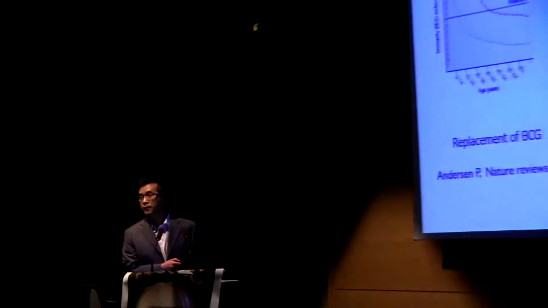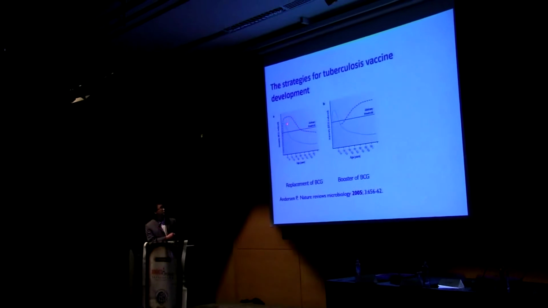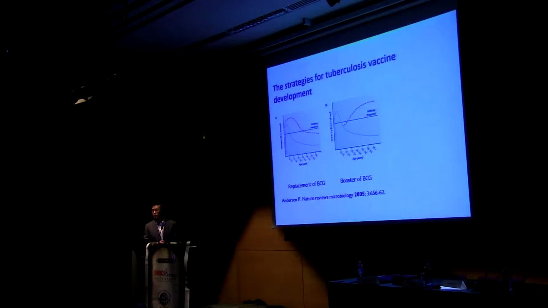We all know that BCG can induce protective immune responses in children. However, the protection of BCG wanes as people grow old. So the protectivity may decline to the threshold around 10 to 15 years old.